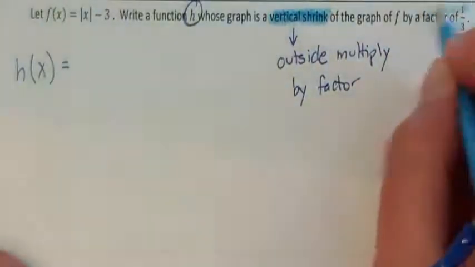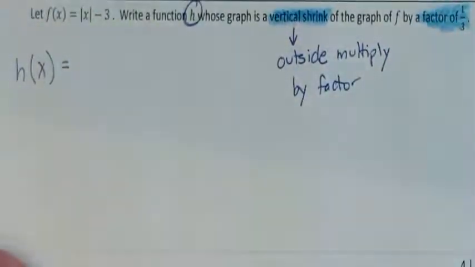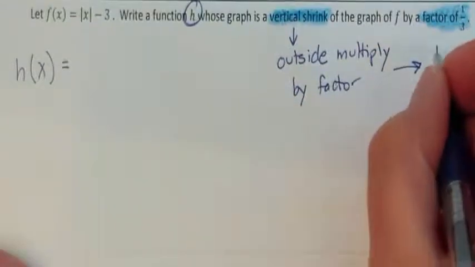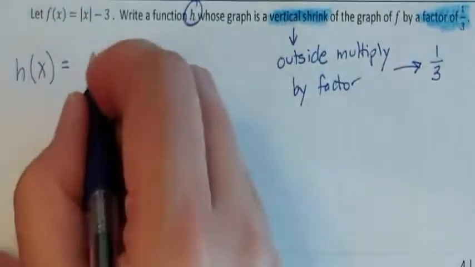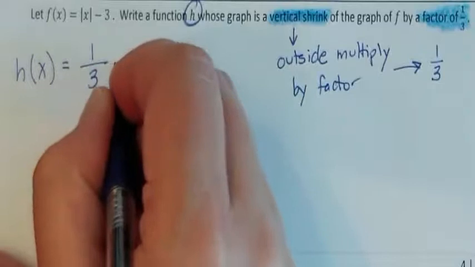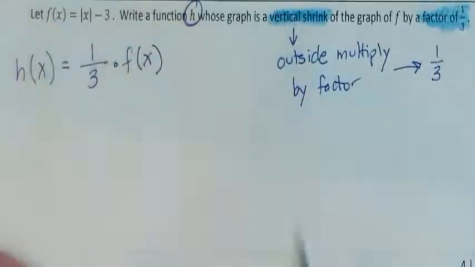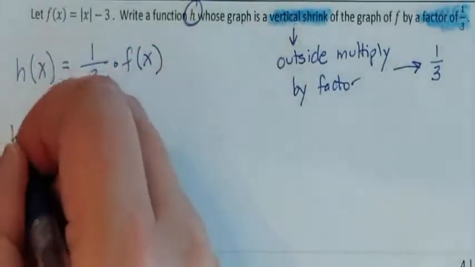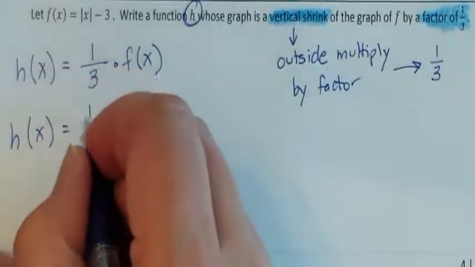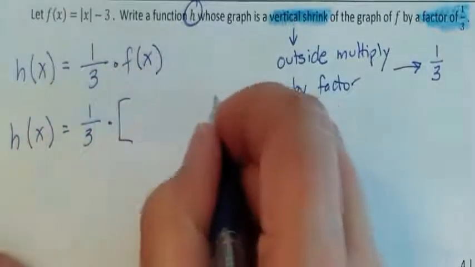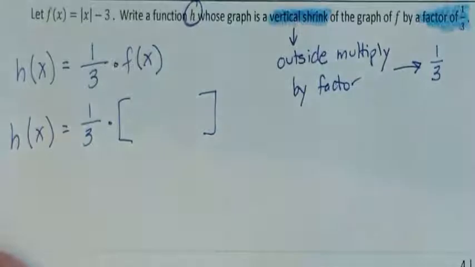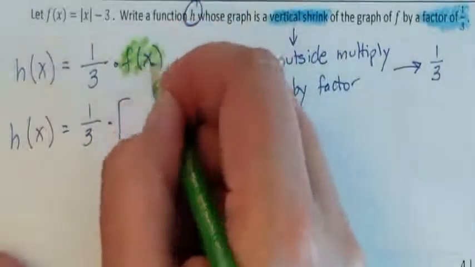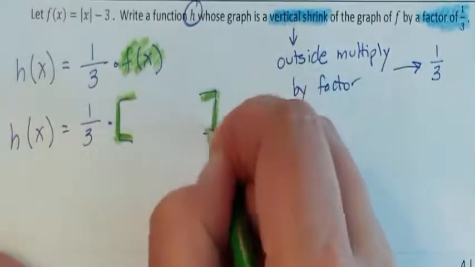I see they told me to use the factor 1/3. So on the outside, I am going to multiply by 1/3. So on the outside of the F rule, I'm supposed to multiply by 1/3. So I'm going to rewrite it. So here is my 1/3. I need to write the entire F rule inside of these brackets, so all of F actually gets multiplied.